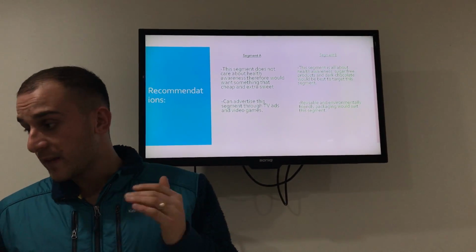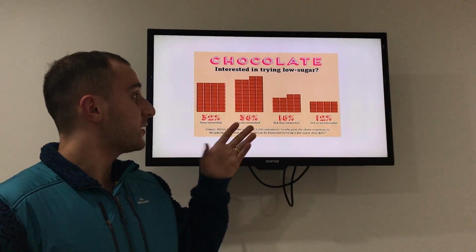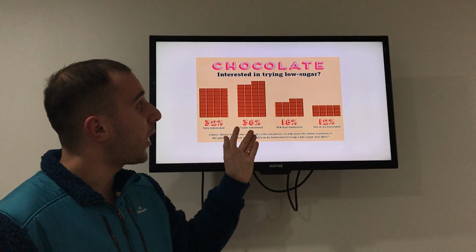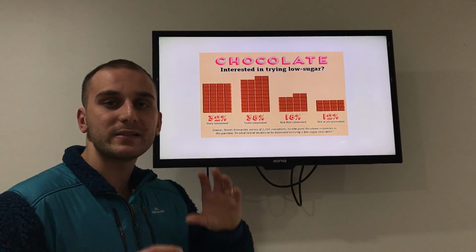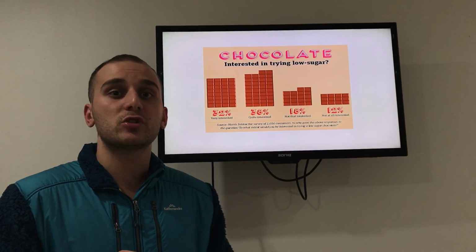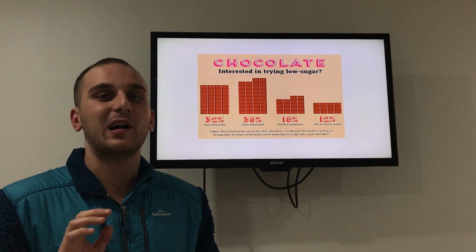So in the next graph, we can see 32% of people are very interested, and 38% are quite interested in low sugar. So we can see where the market's heading. We can see which segment should be targeted and why it is important to target this segment.